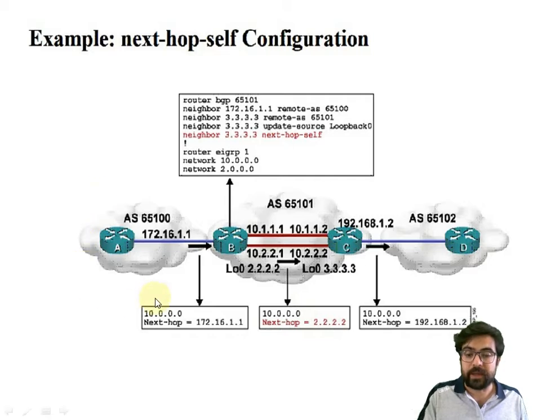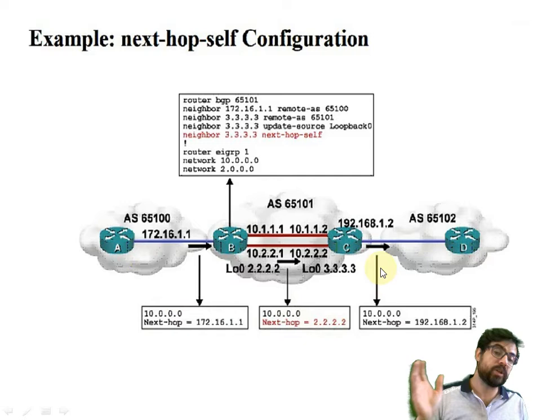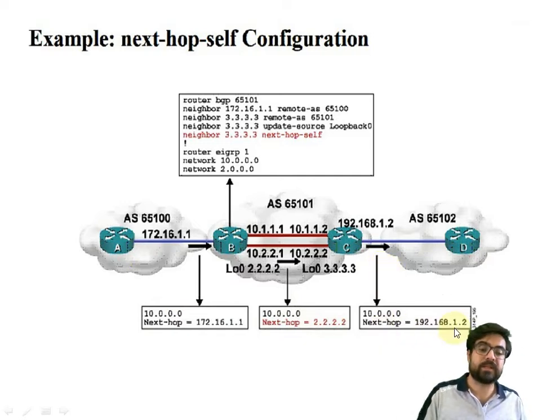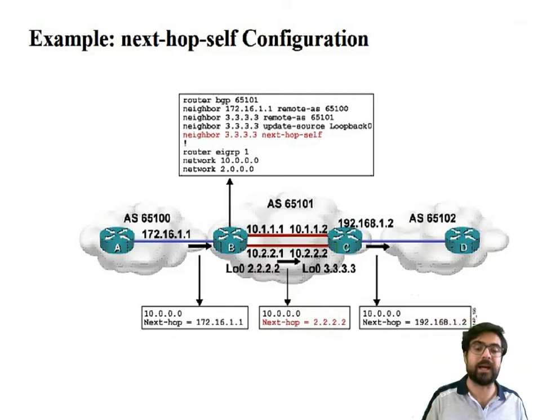So what will happen? This network, which is behind, is going towards router B with this next hop, and then at router B the next hop will be changed, I mean in this cloud. As the network 10.0.0.0 is going to leave that AS, which is a transit AS, the next hop will be changed to self. So this is the concept of that command that is important to add.